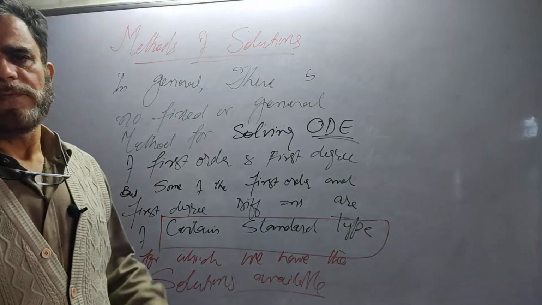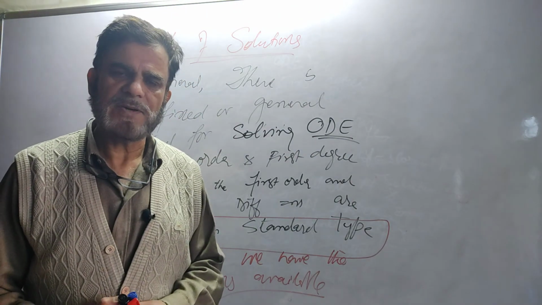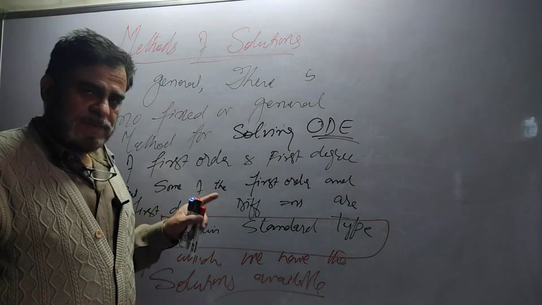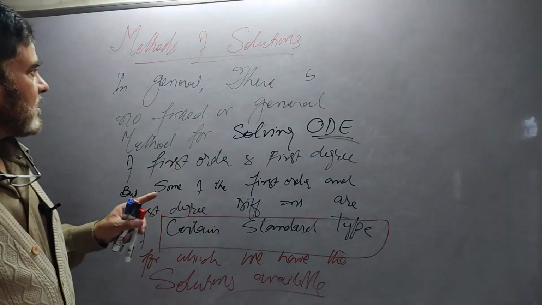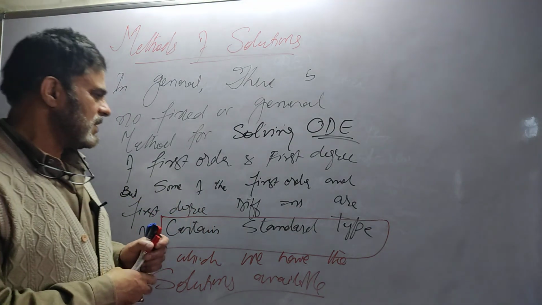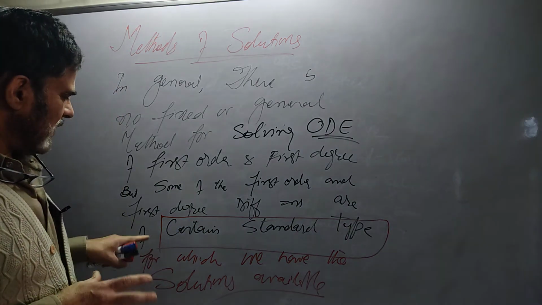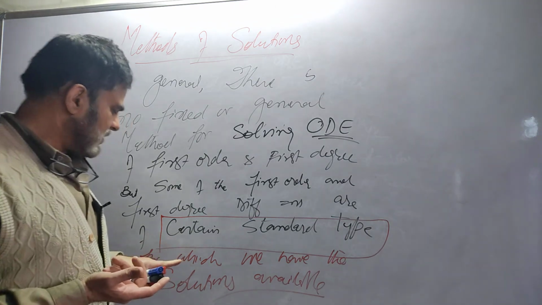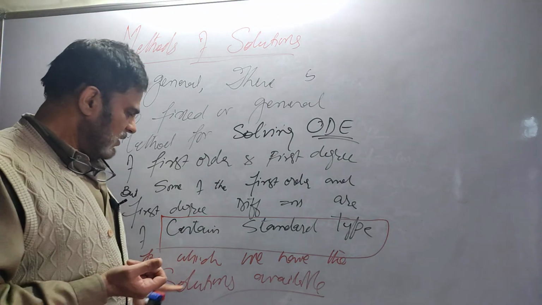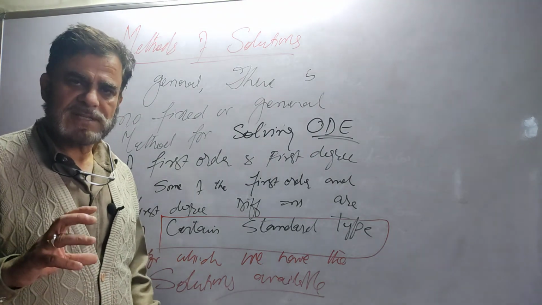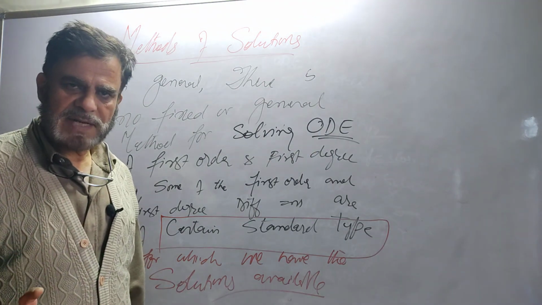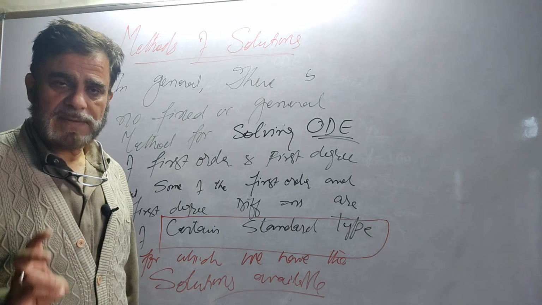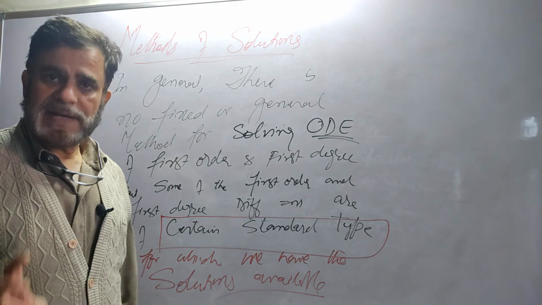Therefore, when you solve a differential equation of first order and first degree, it is very necessary to know, as I have mentioned here, there is no fixed method for solving it, but some of them take the turn of some standard type for which we have the solutions available. Now we will discuss those standard types. Number one will be the methods of solution for differential equations of first order and first degree. First will be variable separable.